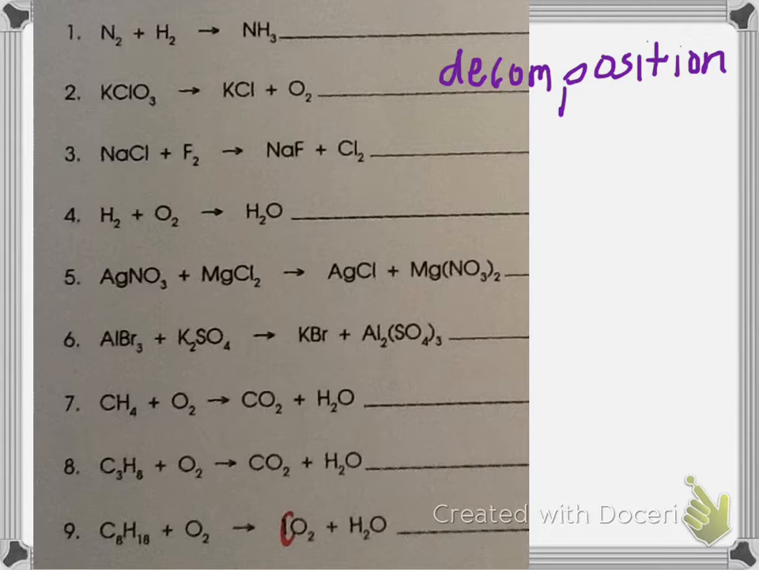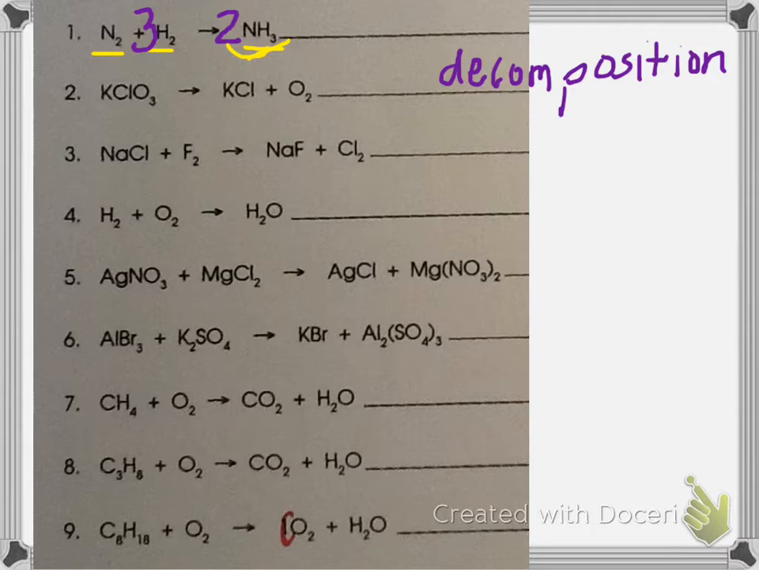So, going through balancing these. Again, 2 nitrogen here and only 1 nitrogen here. So I need a coefficient of 2. 2 hydrogens here, and we have 3 hydrogens, or actually 6 hydrogens here. So I need a coefficient of 3.